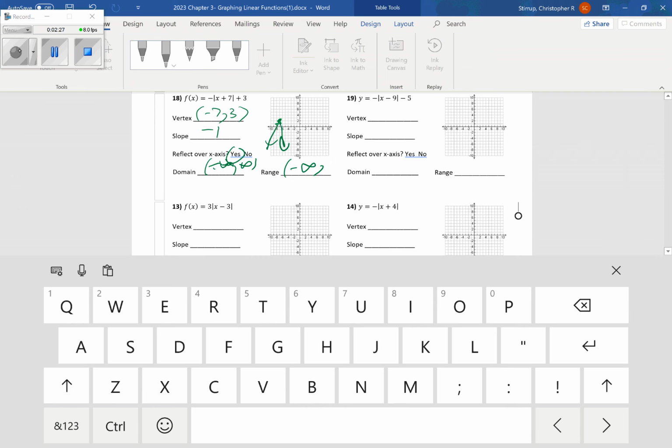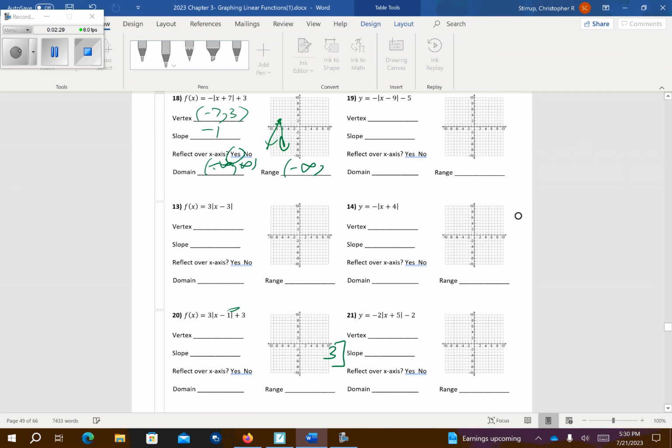Number 13, let's see if this is going to work.